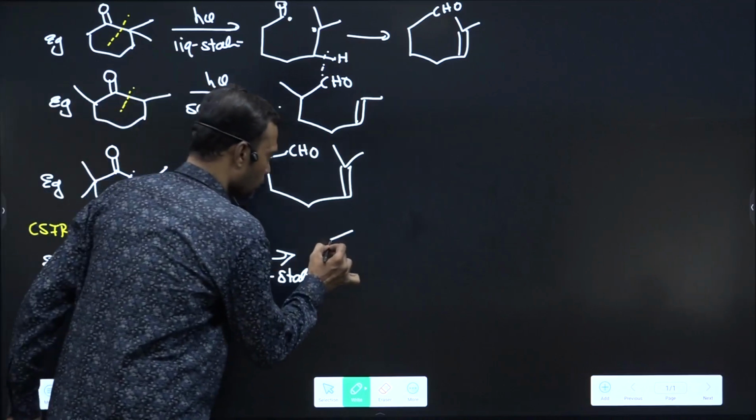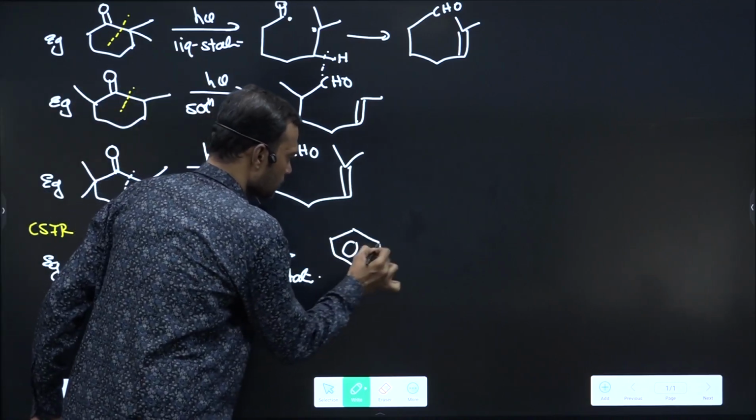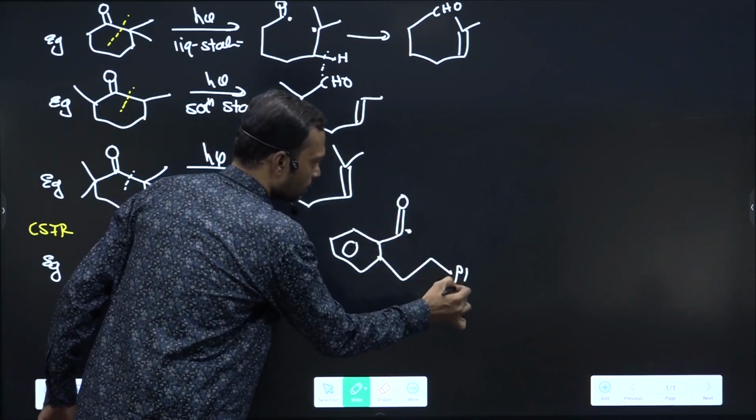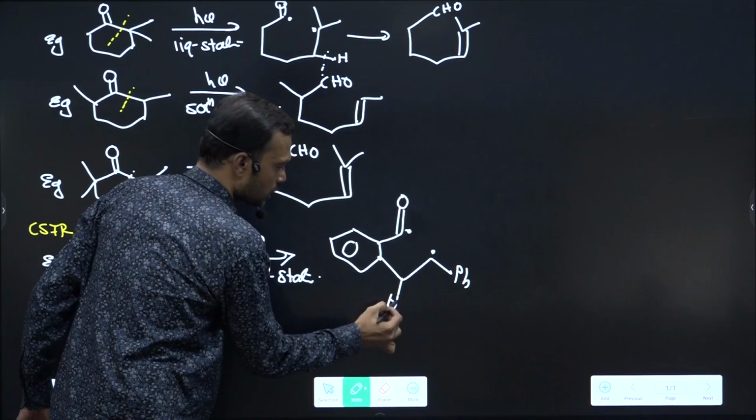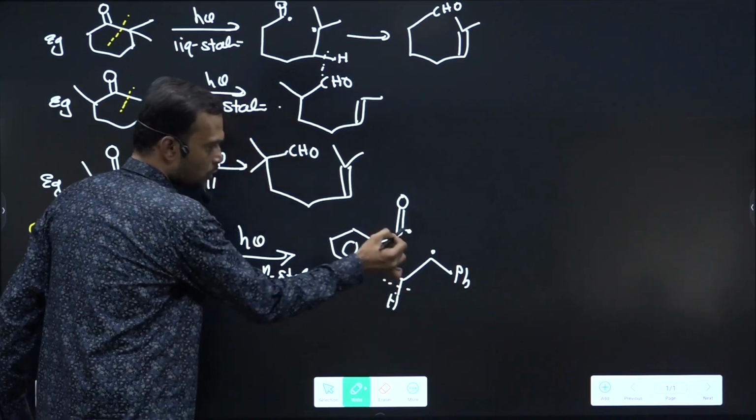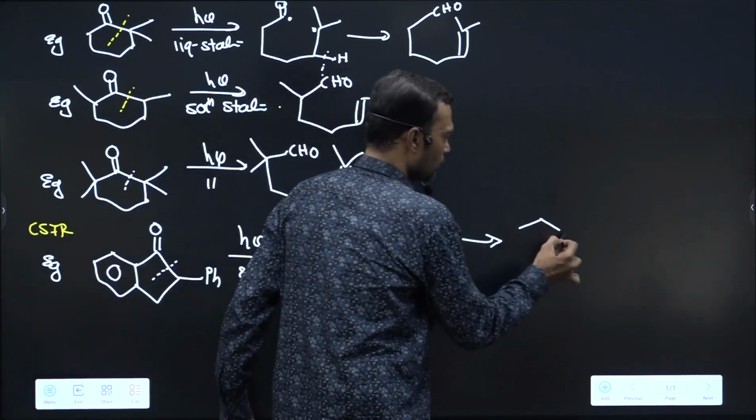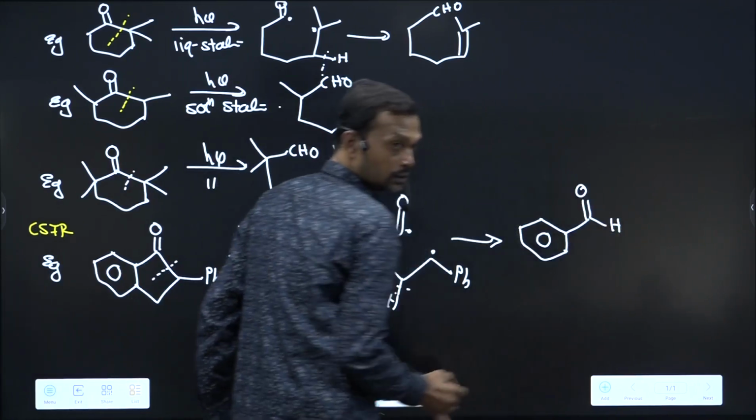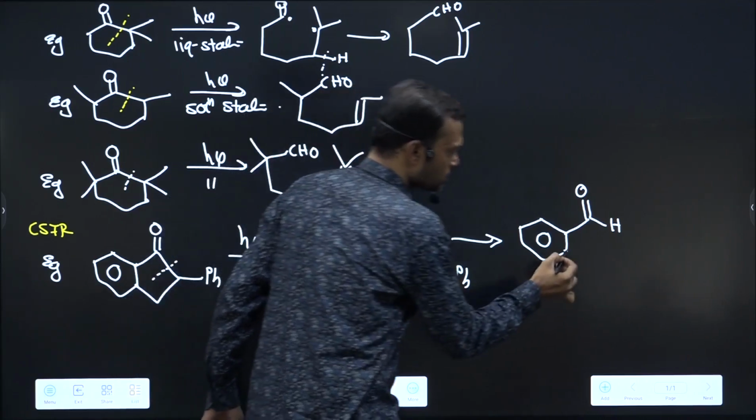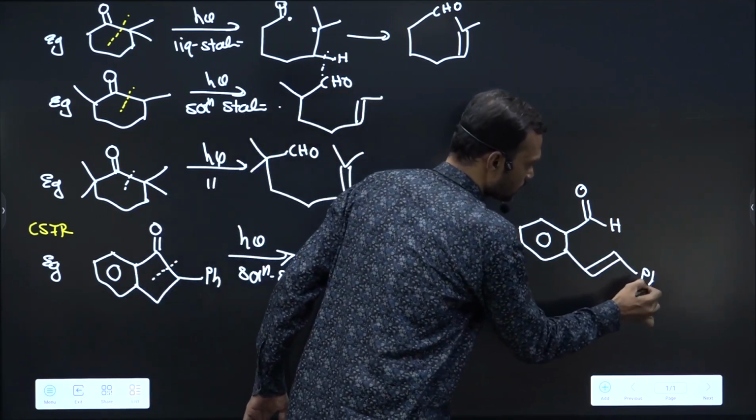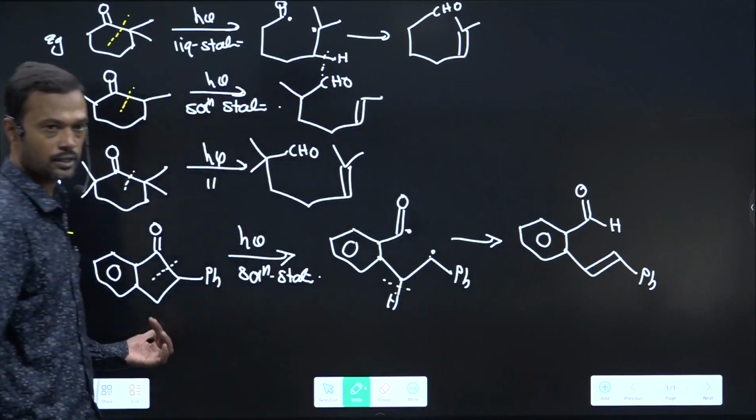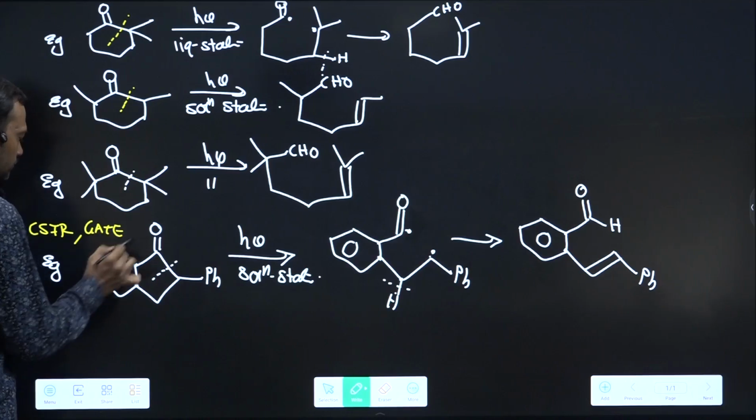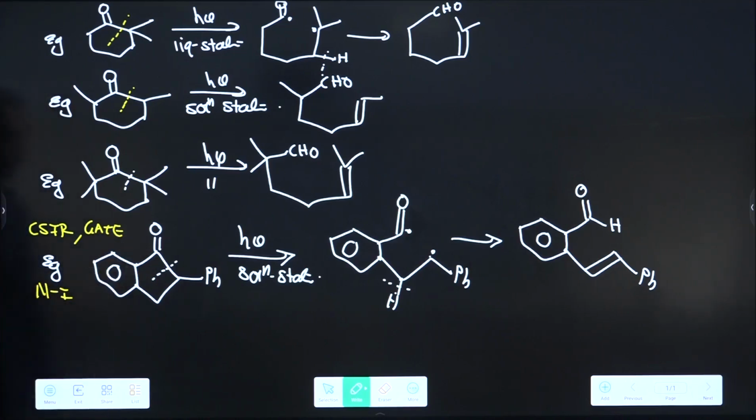If I break here, you will get two types of radicals: this is a C double bond O acyl radical, and here an alkyl radical. Here one hydrogen atom is present. Transfer this hydrogen from here to here. Then what is your answer? This is C double bond OH. Then this radical forms a double bond and you will get this answer. This is a CSIR question as well as a GATE question, so it is important. Norrish one, it is most important.